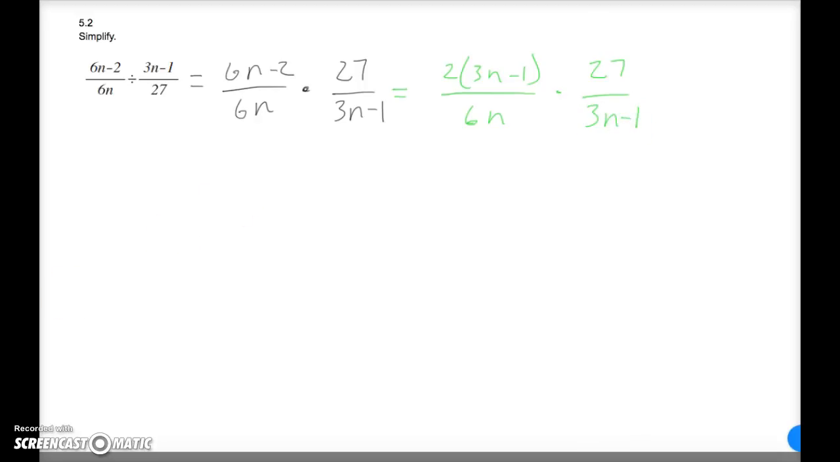So now I have some common factors I can cancel. I have a factor of 3n minus 1 and a factor of 3n minus 1. Here I have a factor of 3, so if I take a 3 out of there, I'm left with 2. And here, if I divide 27 by 3, I get 9. If you notice, you still have 2 and 2, those are common factors. 2 divided by 2 would just be 1. So now we've simplified a lot, and the only thing we have left is 9 in the numerator and n in the denominator.